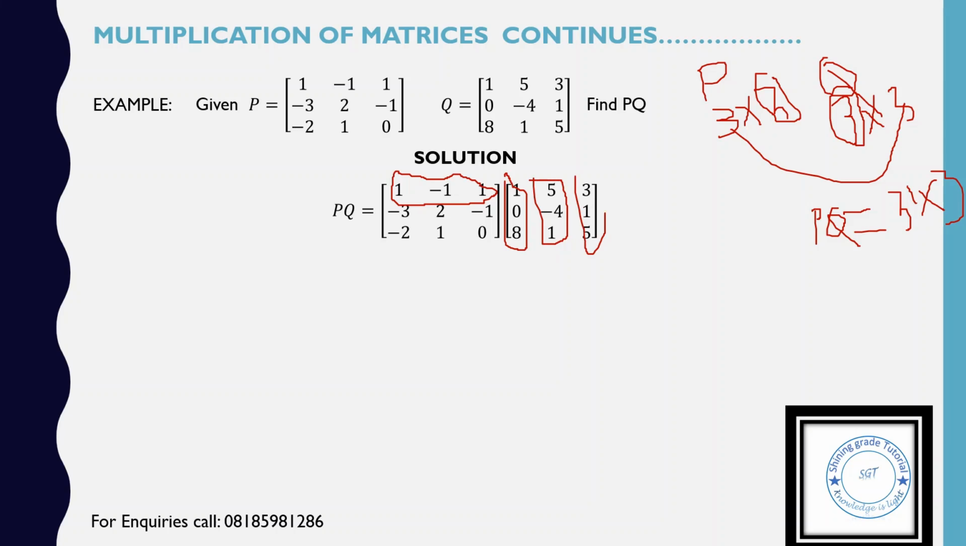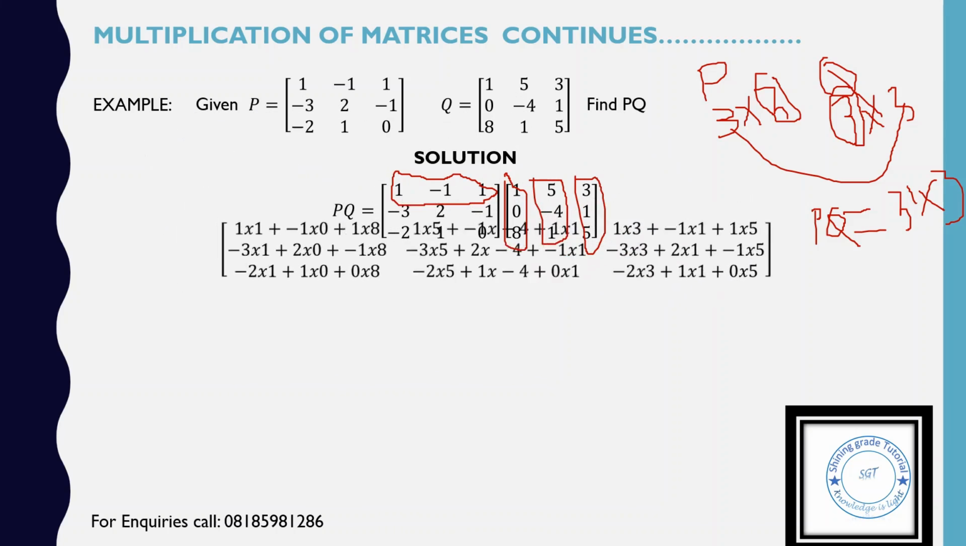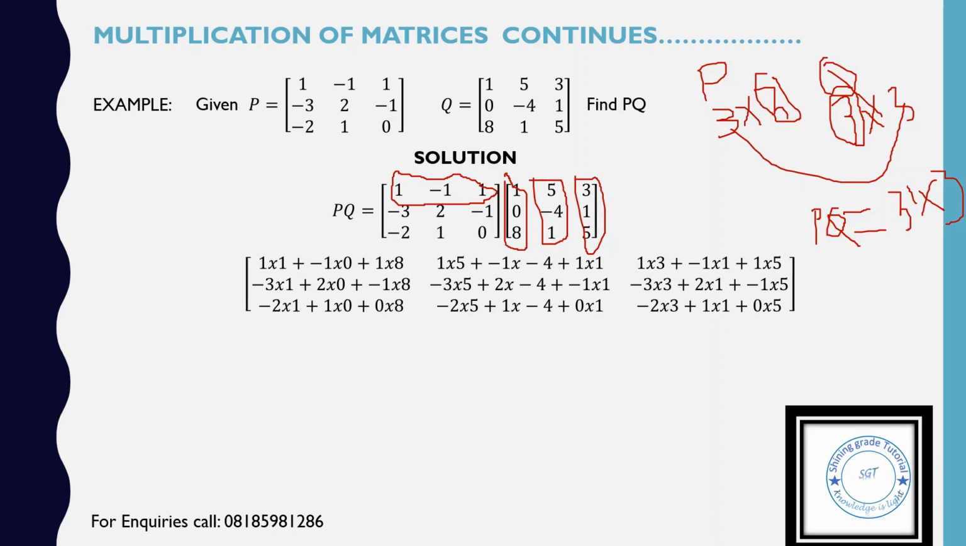So let's have a display of it. So we have 1 times 1 shown here, plus minus 1 times 0 as shown here, minus 1 times 8 as shown. Now let's move to the first row, second column. So 1 times 5 as shown, minus 1 times minus 4 as shown, 1 times 1 as shown. So first row, third column, 1 times 3 as shown, minus 1 times 1 as shown, 1 times 5 as shown here. Alright, so that has gone.